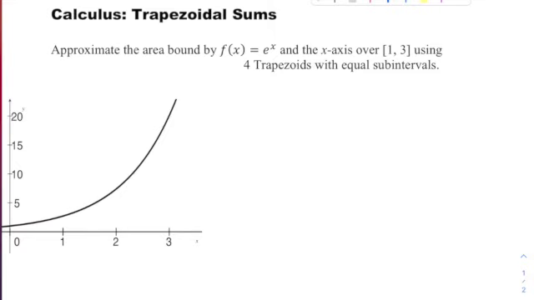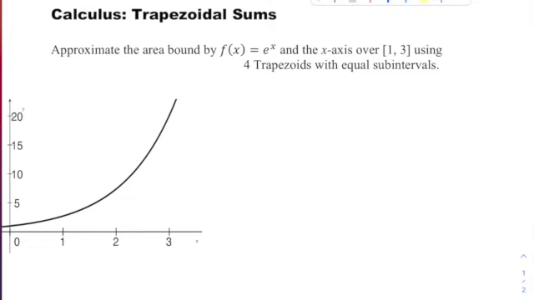So I'm using actually the same function I used in my Riemann sum video, left and right, just so you can compare and contrast if need be. So we're talking about the area under f of x equals e to the x over the interval 1 to 3. And we're even going to make 4 trapezoids. In that last video, I was making 4 left and right rectangles.